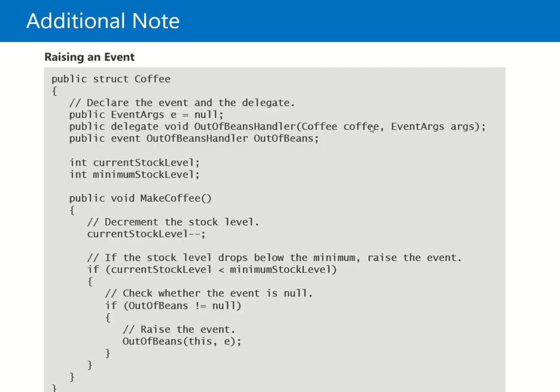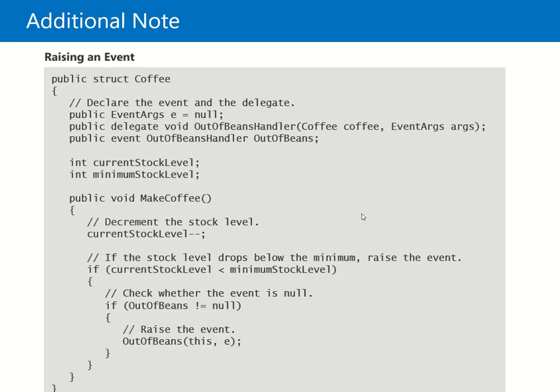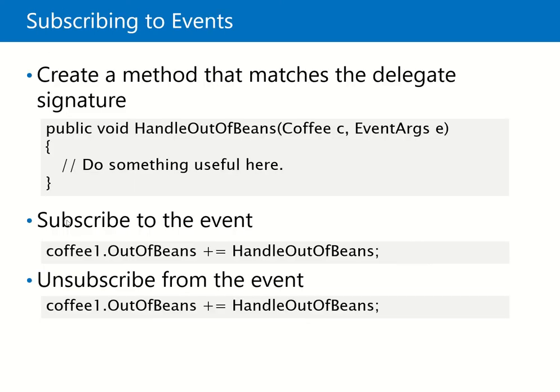So this is exactly the same: the coffee, whatever the variable for the coffee is, and the event arguments, where usually we just create a variable called e. And what do you want to do if it is out of beans? For example, increase the stock level, make a purchase and so on, or send an alert to someone. Now after you create this method, you have to subscribe to the event. This is quite straightforward.